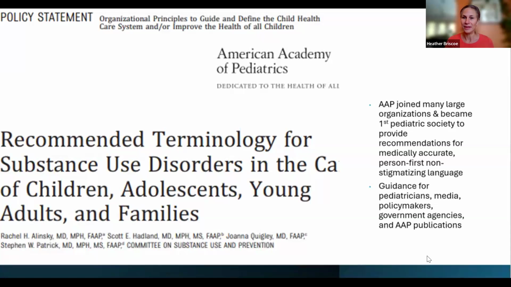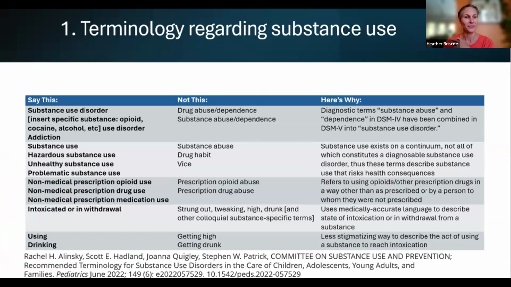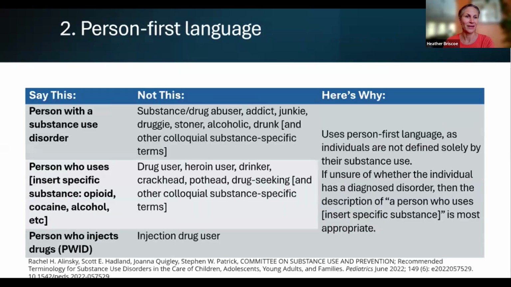And then the last few tables are from a talk that was given by Dr. Olinsky, who is the first author on the new AAP guidelines on what terminology is recommended. I won't go through all of the guidelines, but I included the tables so that you could refer to them. First, I think one of the most important things when we're speaking about substance use is that we're not using the words drug abuse, substance abuse, or dependence. Those are stigmatized. If we can just say the person with a substance use disorder or the person with a cocaine use disorder, that is more medically accurate. There are a number of other things on this slide that you can refer to.